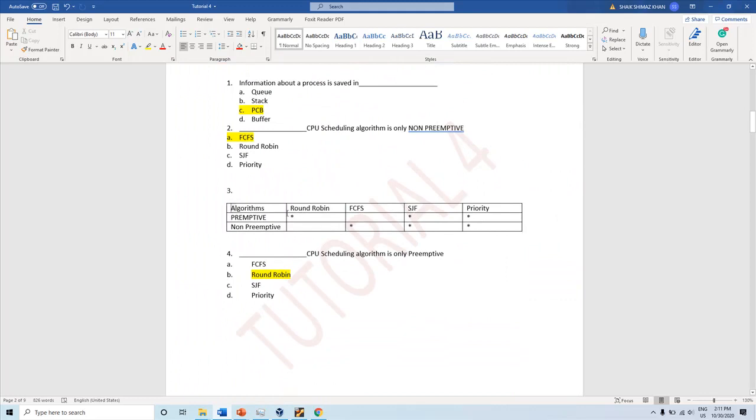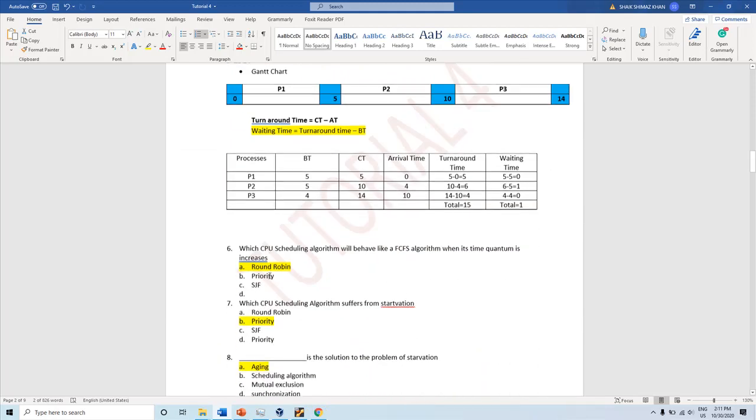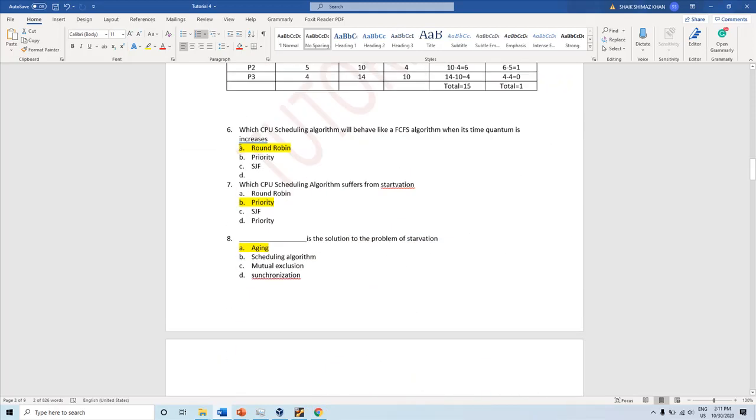In this lecture we have discussed preemptive and non-preemptive algorithms. Round robin is preemptive, it cannot be non-preemptive. FCFS is non-preemptive and cannot be preemptive. SJF we did discuss in this lecture. Priority-based scheduling algorithms can be preemptive or non-preemptive. Information about any process is saved in the process control block. The only non-preemptive CPU scheduling algorithm is FCFS. The only preemptive CPU scheduling algorithm is round robin. These are some questions to analyze how much you have understood these concepts.